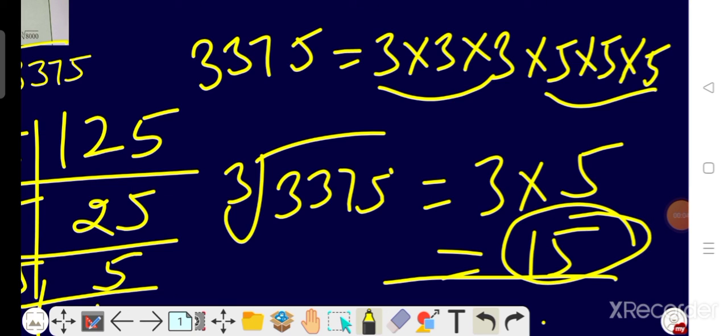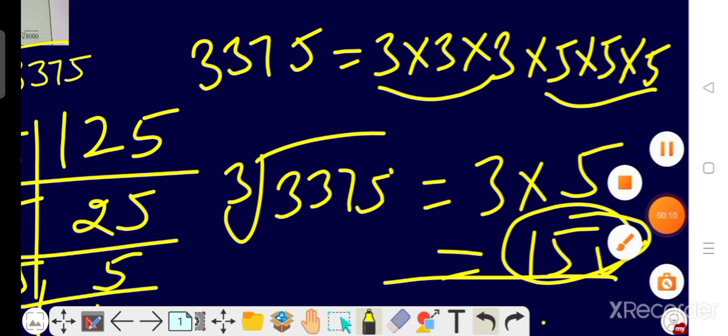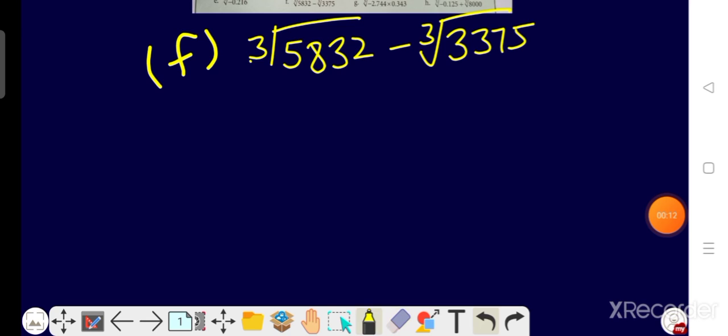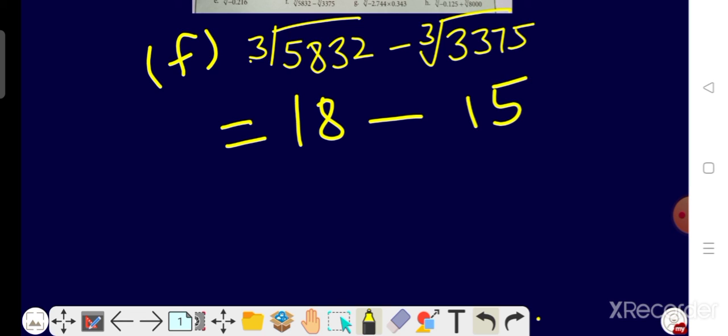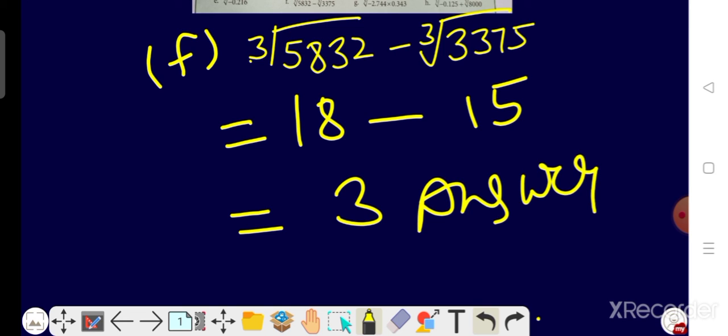Now what we have to do? Now we have to subtract 15 from 18 as per the question. The cube root of 5832 is equal to 18, and the cube root of 3375 is equal to 15. So the final result is 18 minus 15, and that is 3. This is the answer of the F part of question 5.